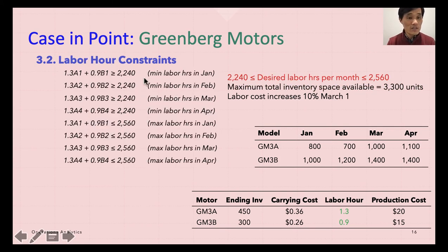However, it has to be less than 2,560, right? So it has to be greater or equal to 2,240, but less than or equal to 2,560. In the same way, if you look at February labor constraints, it has to be greater than 2,240, but less than 2,560 hours. So we can create 8 labor constraints easily because of these constraints.